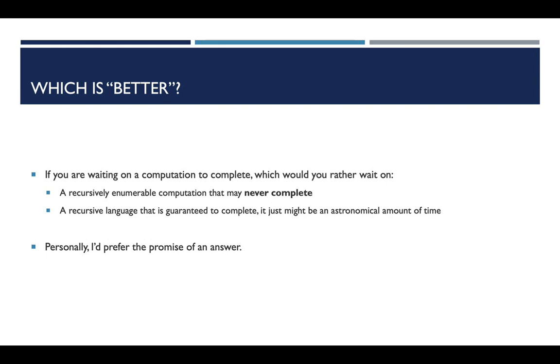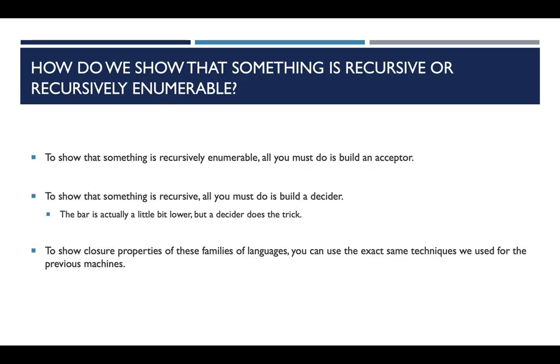And so from an algorithmic perspective, from a building a machine perspective, if you have an algorithm that is implemented by a decider versus an acceptor, that's a much better situation for somebody who's actually trying to run the machine or use the algorithm.